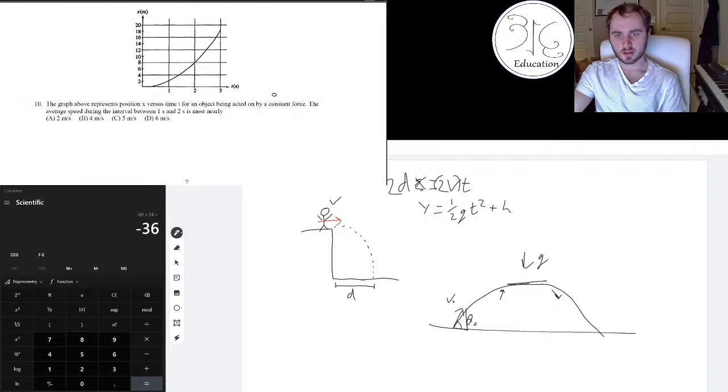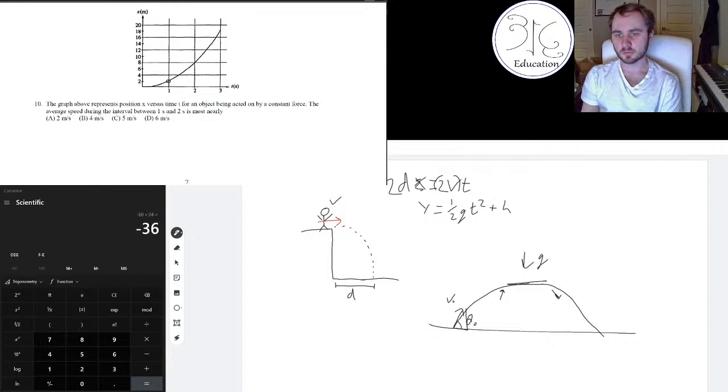Number 10, we've got a nice graph here. Graph above represents position versus time for an object being acted on by a constant force. The average speed during the interval between 1 and 2 seconds. So our average speed is going to be the rate of change, right? We can call it the slope, we call it the derivative if you want to do calculus, but it's basically going to be the kind of rise over run here.